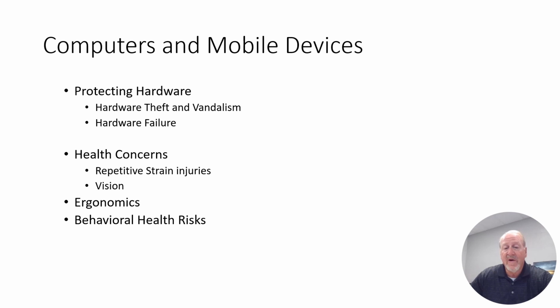Ergonomics is a cool terminology we deal with. It's how humans and machines interact and the design of that machine to make it more healthy for you. And then this chapter, we also talk about some of the behavioral health risks associated with computers, not so much health concerns physically, but now emotionally.